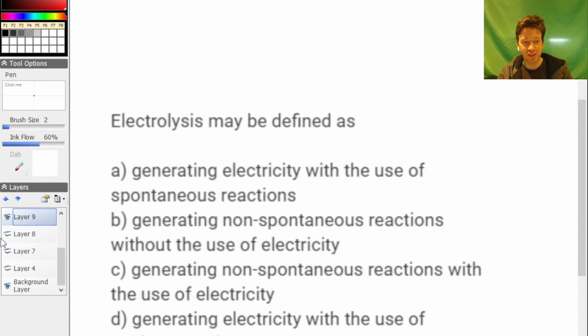Another multiple choice question. Electrolysis may be defined as generating electricity with the use of spontaneous reactions. No, a galvanic cell uses spontaneous reactions. An electrolytic cell uses electricity to force non-spontaneous reactions. So you can just get rid of that. So that's not an option.